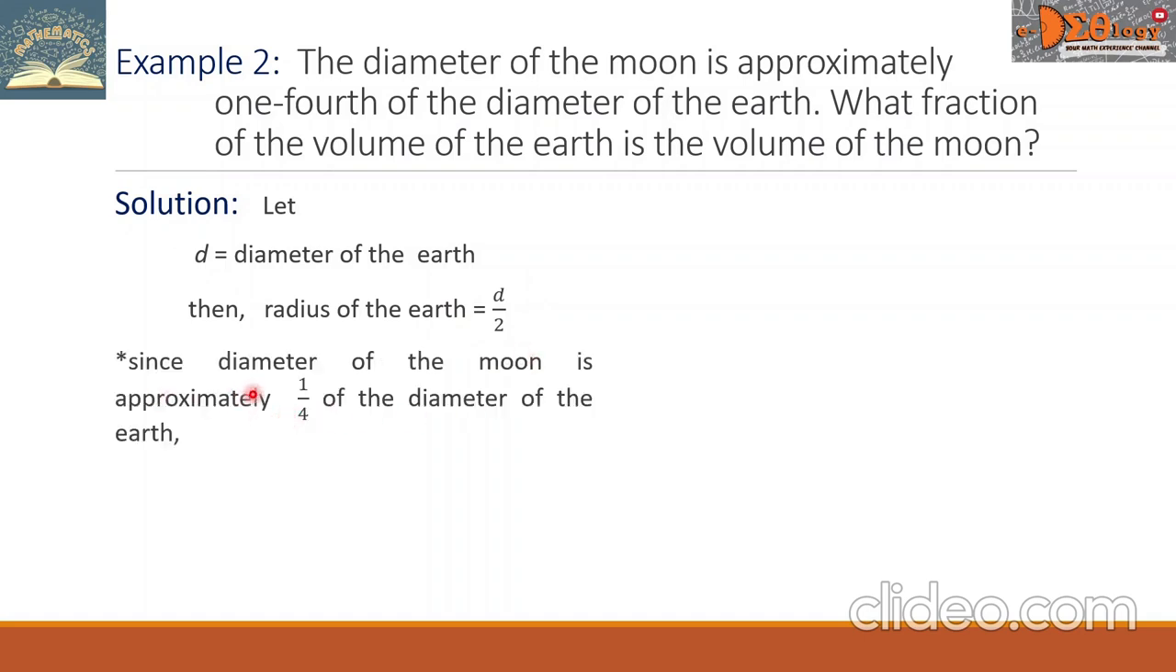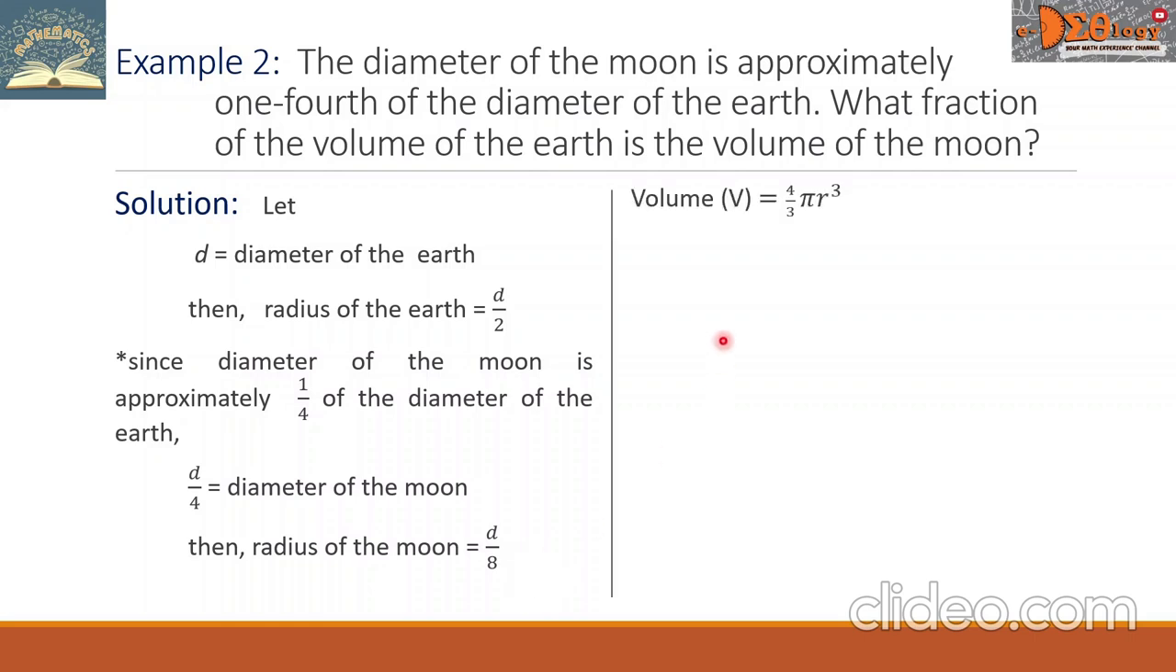In the problem, the diameter of the moon is approximately 1/4 of the diameter of the earth. That means d over 4 equals the diameter of the moon. If we divide this by 2, we will get the radius of the moon. So, the radius of the moon equals d over 8. Now let us write the volume formula.